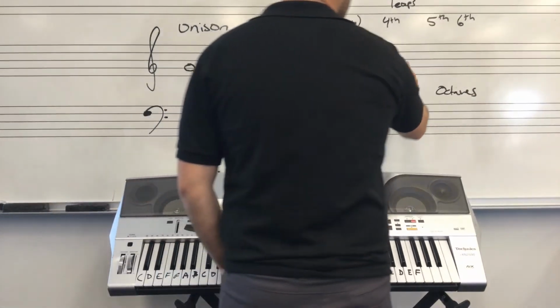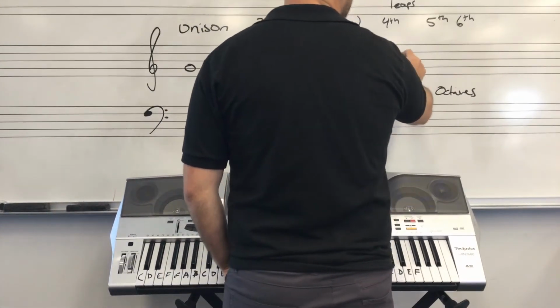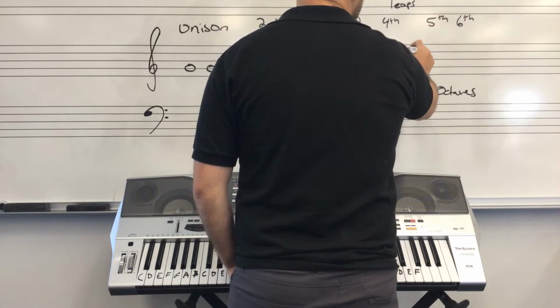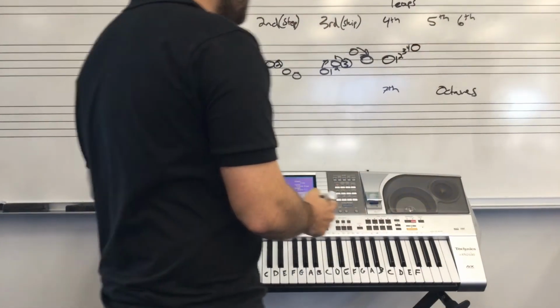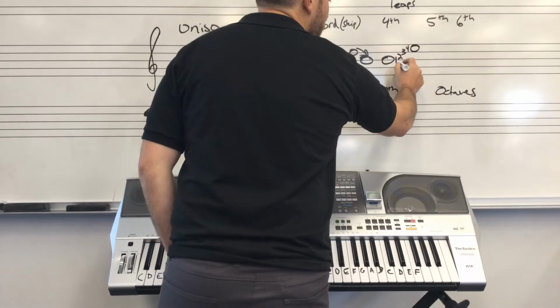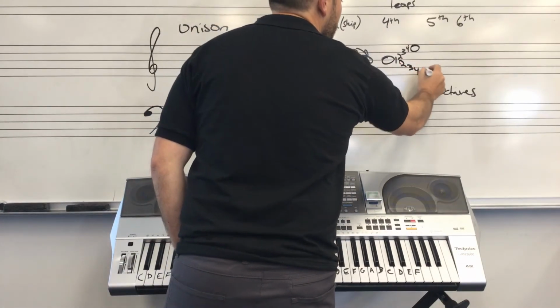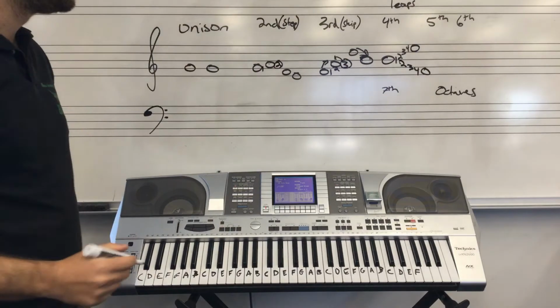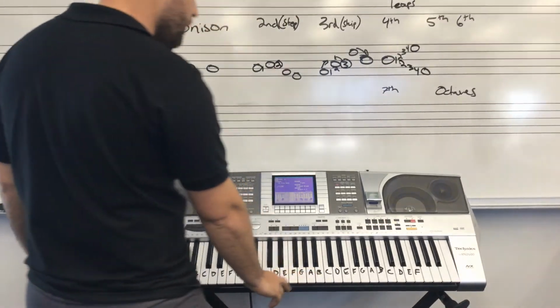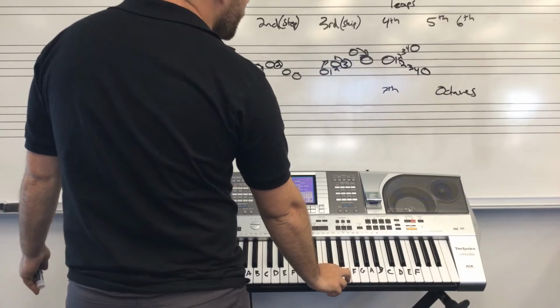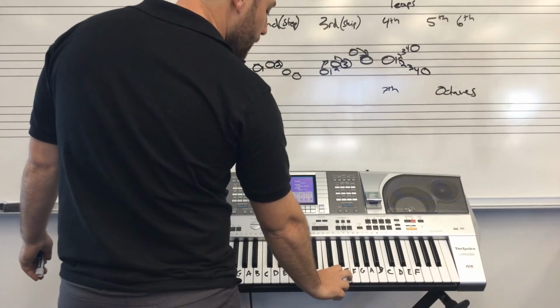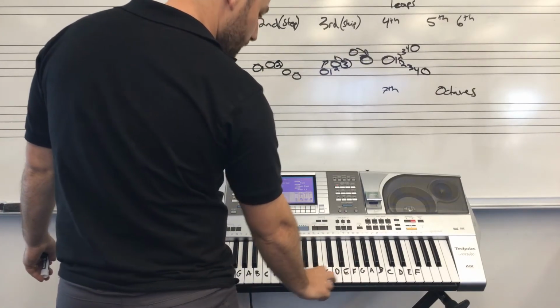So for a fourth, let's just say we start on this note right here, and we'll go 1, 2, 3, 4. So that note right here is a fourth up. And if we wanted to go down 1, 2, 3, 4, that's a fourth down. And there you can see they're a little farther than a third. So there's a fourth up, and here's our fourth down.